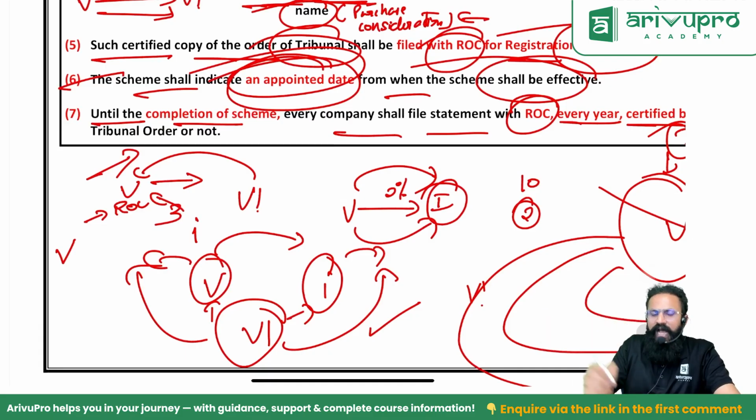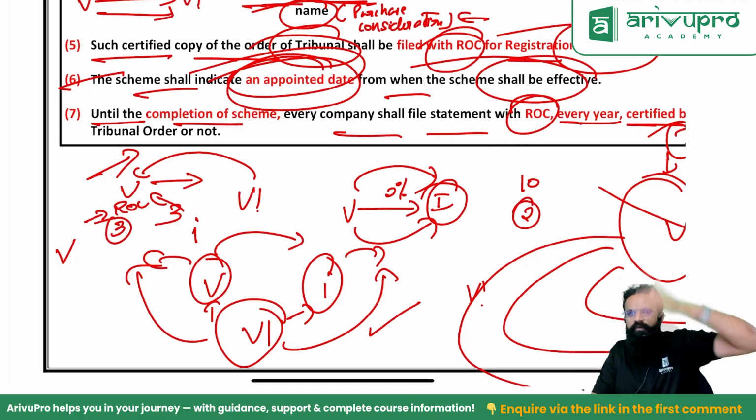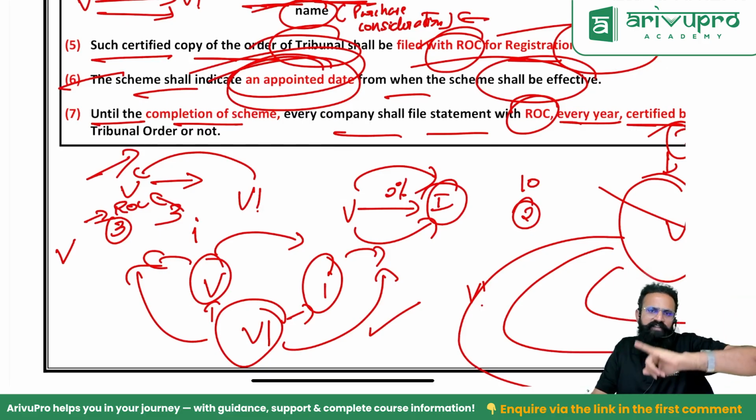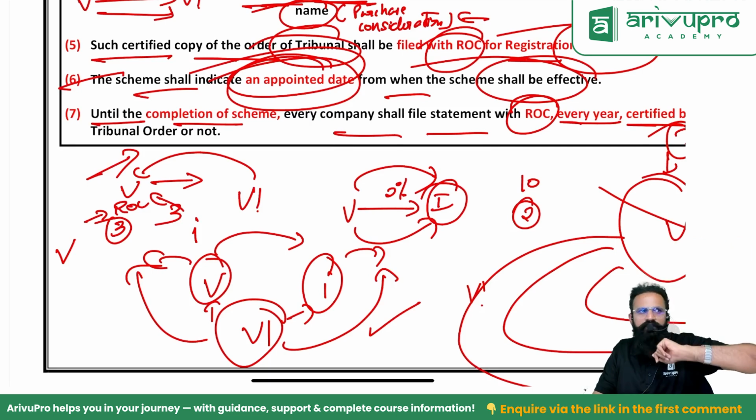Until when, sir? As long as this particular scheme is not completed. Imagine if it is taking 3 years. For the entire 3 years, at year end, what is the status? And that particular status has to be signed by a practicing chartered accountant, cost accountant, or company secretary, as the case may be. Clear?